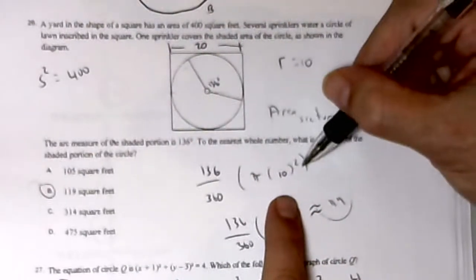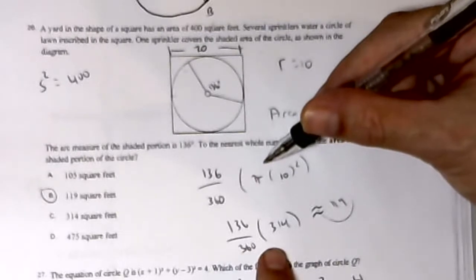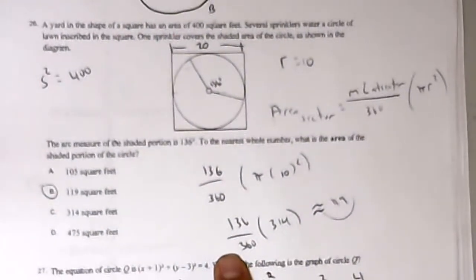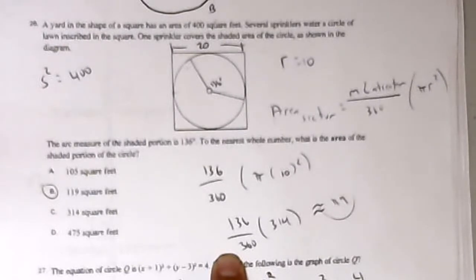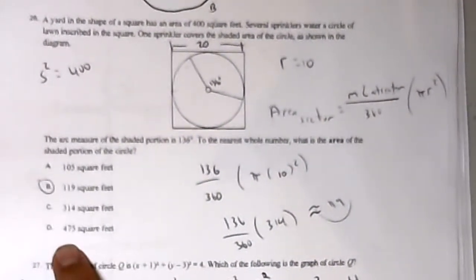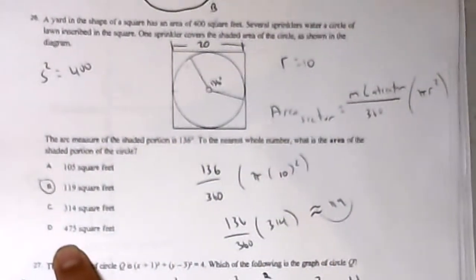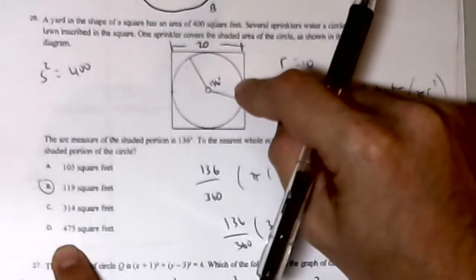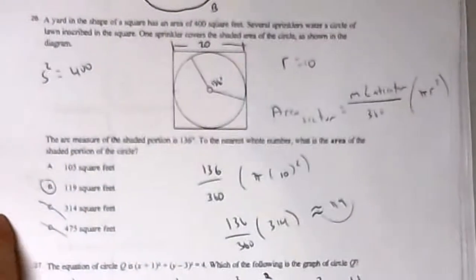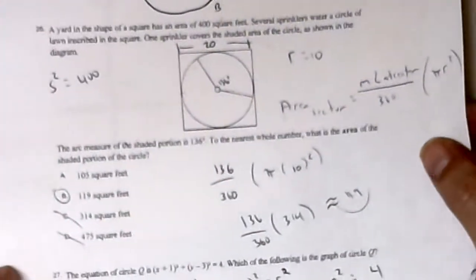So that's 100 pi, times, which I just used 3.14 times 100. 314 times that fraction. So I guess I'll do it. 314 times 136 out of 360. 118.62, which is 119 square feet. It can't be 475 because the square is bigger and the square is 400. And 136, right? It's less than half. It's less than half of the square, so it's got to be less than 200. So it can't be C or D. Okay, it's B.